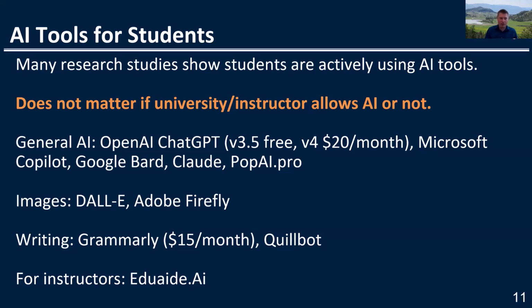There's also other ones like Claude. I'm going to very quickly show Pop AI Pro, which a student just showed me, which was interesting when it did generating images. DALL-E, which is integrated into Microsoft and is part of ChatGPT as well. Grammarly for writing, $15 a month. I'll also show you Quillbot.